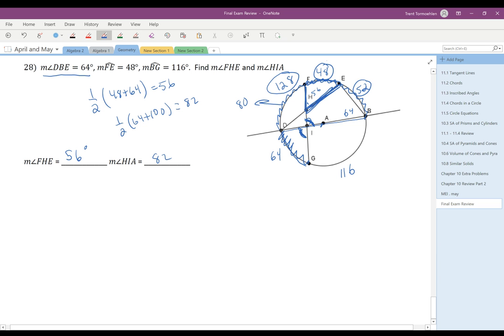You could have also found that angle because you would know that this angle is 124 because it adds up to 180 with 56, and then this angle is 90, and so you could have done a quadrilateral calculation, 360 minus 90 minus 64 minus 124 to get your 82 degrees. And so HIA turns out to be 82.